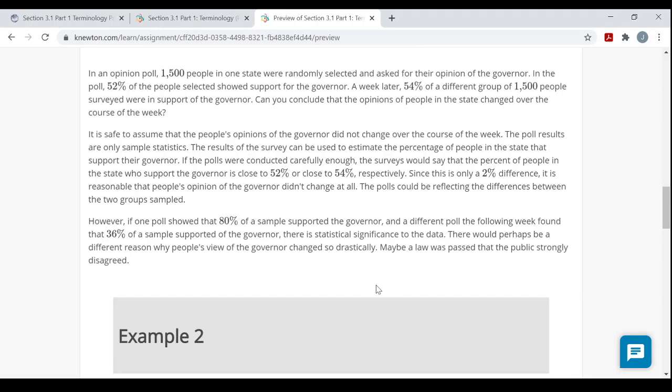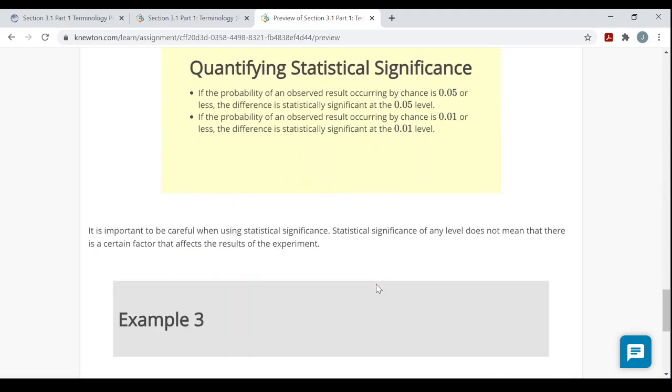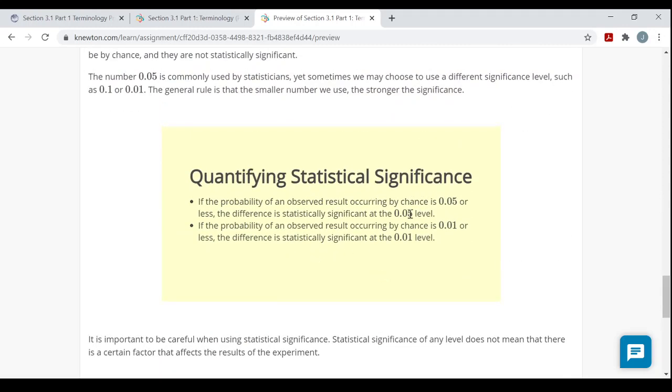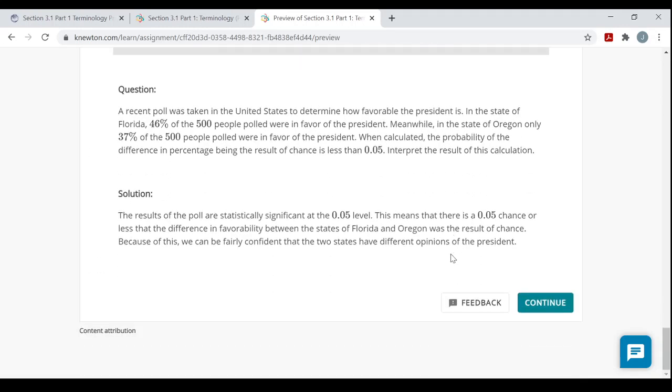All right, and they read through another example here, which I'll let you read through as well. And they talk about significance level here. If they mention a particular level of significance, that just means the probability of things occurring is less than that number. So, as I mentioned earlier, if the probability of an observed result occurring by chance is 1% or less, then the difference is statistically significant at the 1% level. And if it's 5% or less, that would be at the 5% level. It all depends. We'll see in a much later chapter that the concept of statistical significance or level of significance comes up. And they read through another example here.